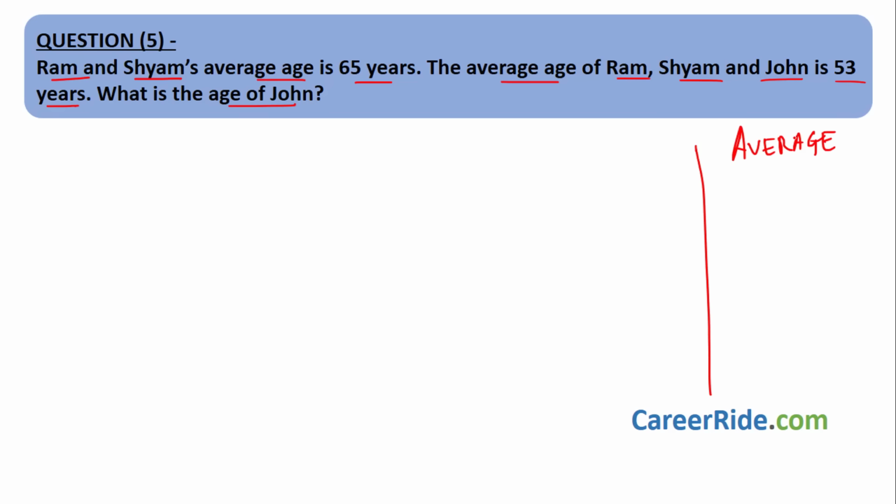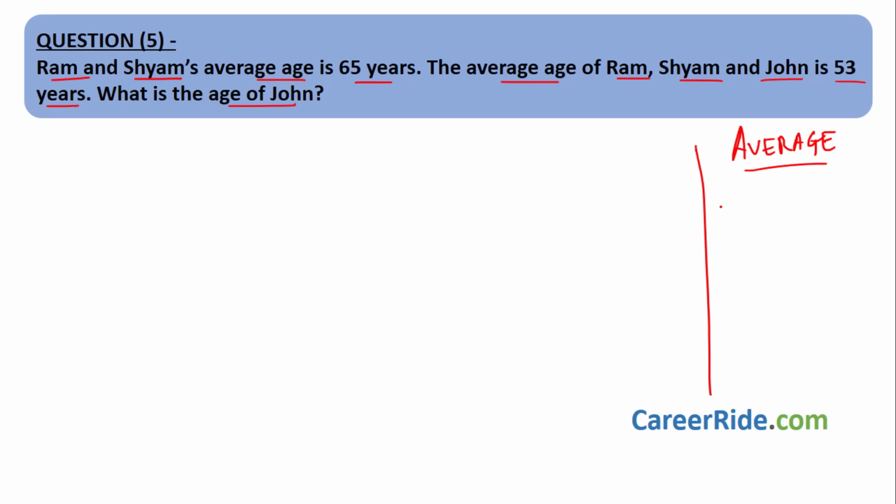Now, average means equitable distribution. That means if you have 100 rupees and you have to distribute it among 5 children, what you will do is you will just give 20 rupees to each of the 5 children. So, every person gets the same amount of money, that is 20 rupees. So, 20 will be the average amount of money received by each child. That is nothing but average.